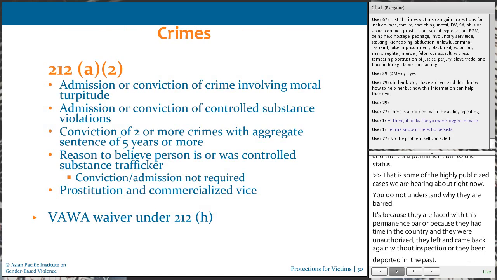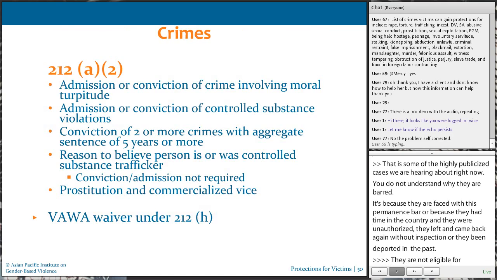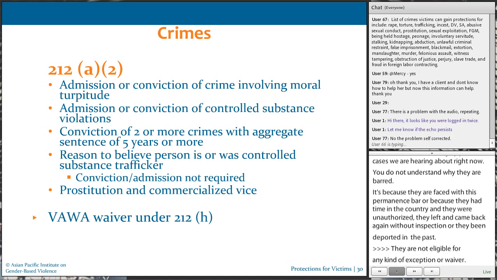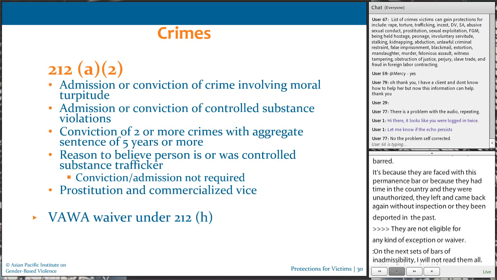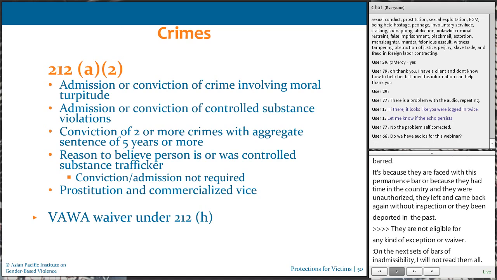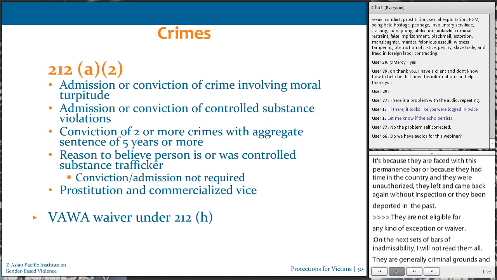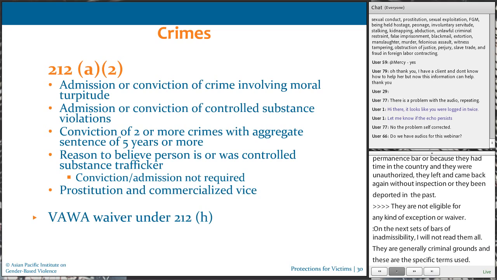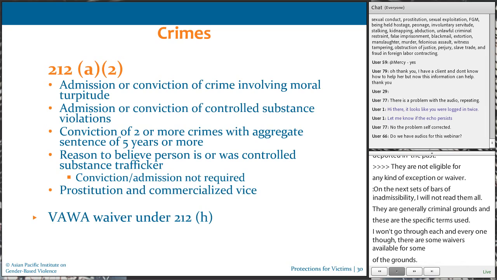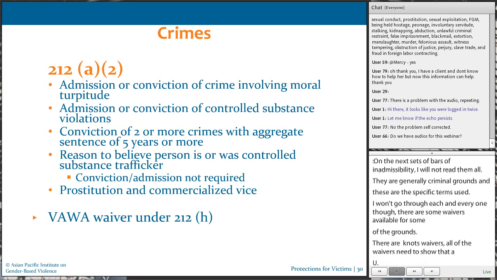On the next set of bars of inadmissibility, I'm not going to read them all. They're generally criminal grounds, and these are the specific terms that are used in the law. But I'm not going to go through each and every one of them, though there are some waivers that are available for some of the grounds, but not for all. For the waivers, the person needs to show that a U.S. citizen or a permanent resident spouse or parent or child would suffer exceptional or some kind of extreme hardship if the person wasn't admitted.